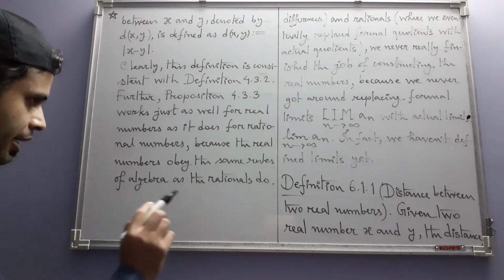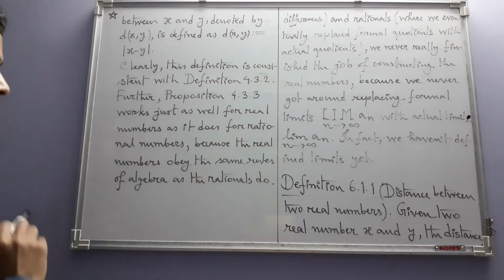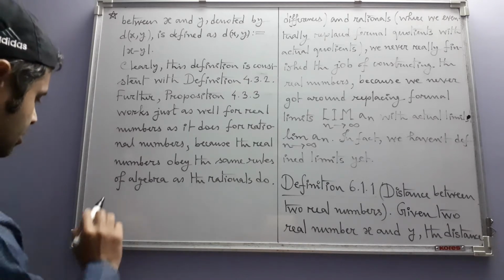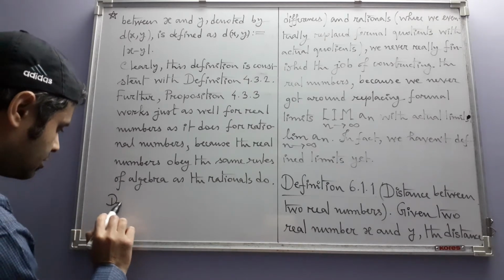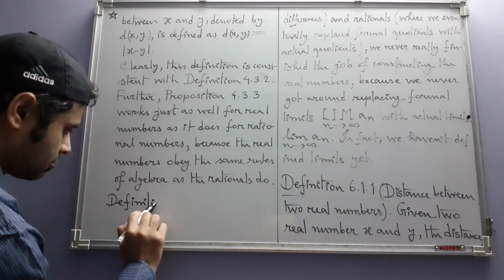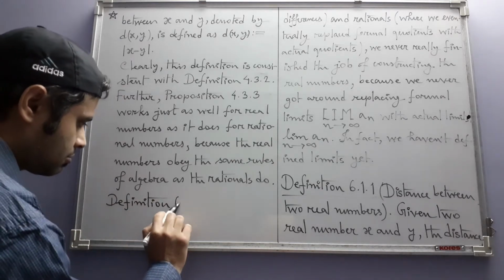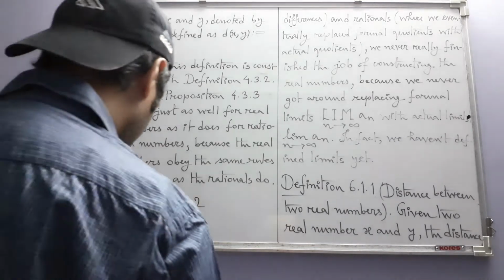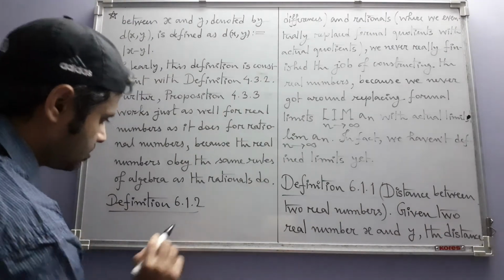Okay, now that we have defined distance between two real numbers, we can now define epsilon closeness. So that is the next definition. Epsilon close real numbers.